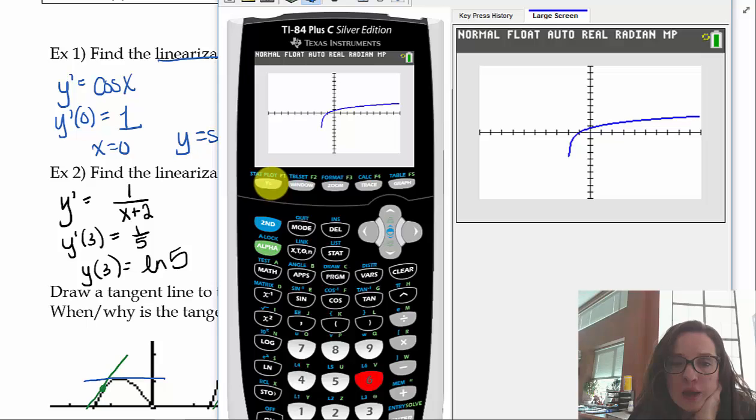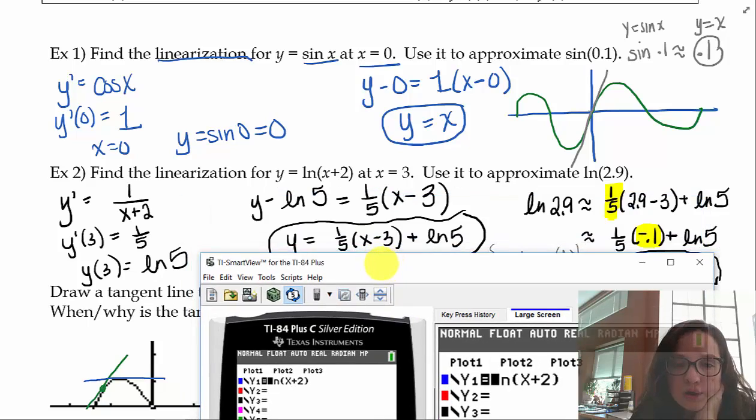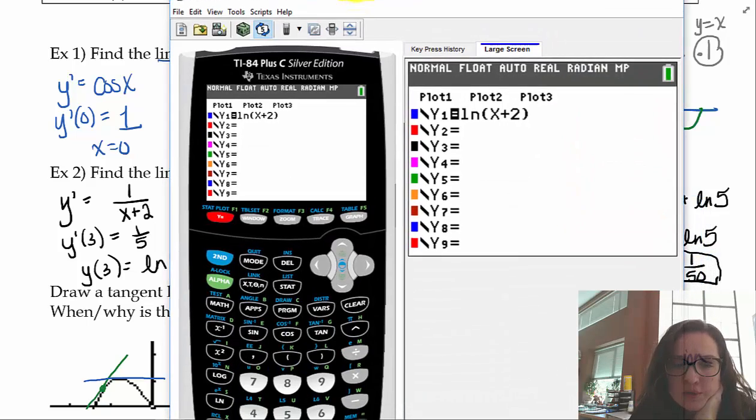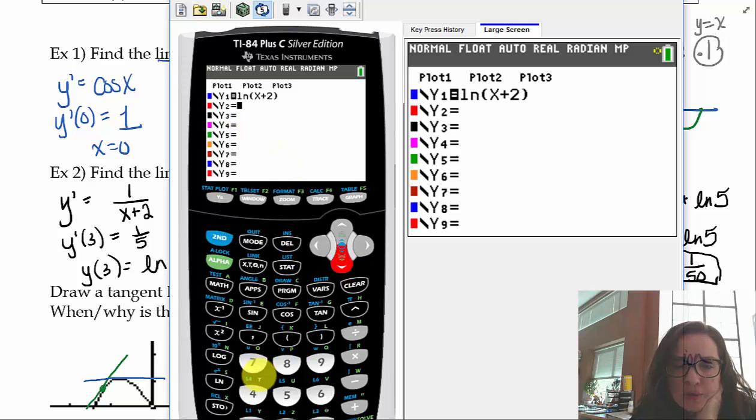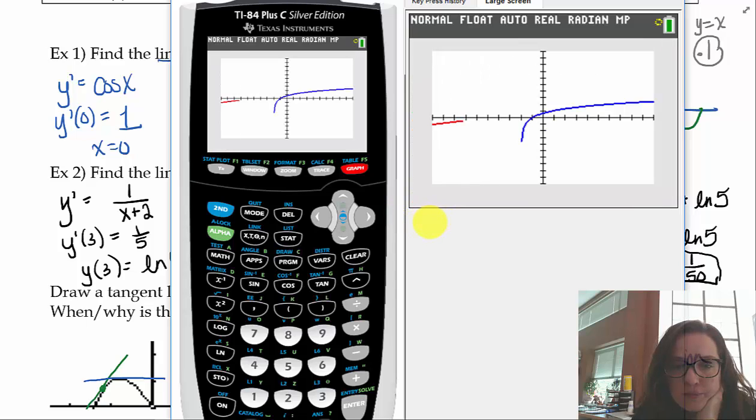and then I'm going to graph my tangent line, which was what? 1/5 times (x minus 3) plus ln 5. So there's my tangent line right at 3. And if I zoom in here near 3, you should see, wow, those are pretty close together.